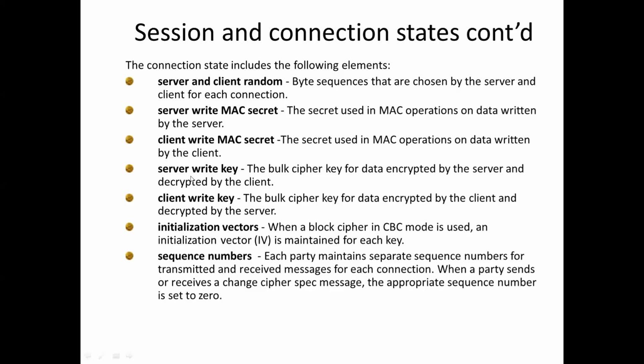Then we have something called an initialization vector. When a block cipher in CBC mode is used, before the CBC mode of operation, a vector will be generated, and that will be used for the next operations. So an IV is maintained for each key. Then we have sequence numbers. Each party maintains separate sequence numbers for transmitted and received messages for each connection. When a party sends or receives a change cipher spec, the appropriate sequence number is set to 0.